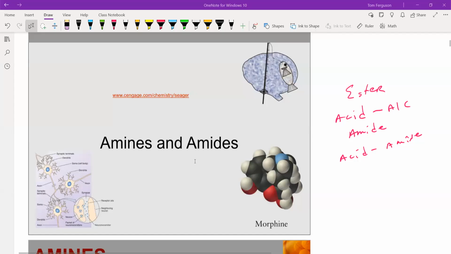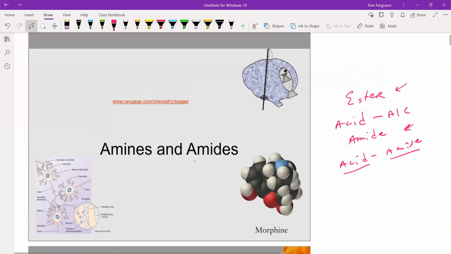Okay, just a quick review. We've already talked about esters at the end of unit 2, and an amide in some ways is similar to an ester. Instead, it's a combination of an acid and an amine. Okay, so let's get into this. Now, these are really important biological molecules, as well as esters.